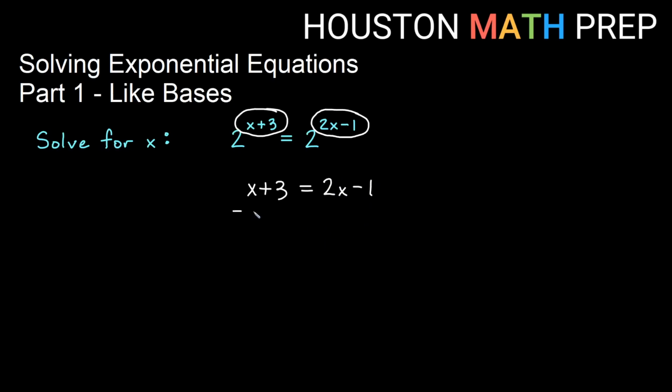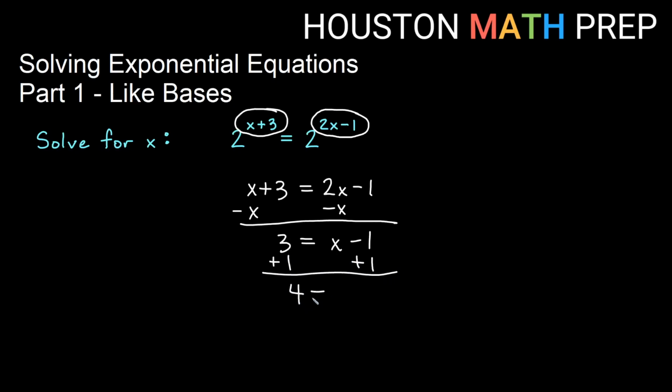So if I go ahead and get all my x's together on one side, combine my x terms, then that will leave me with 3 is equal to just x minus 1. And then I would need to add 1 to both sides to get x by itself. And then we would get that 4 is equal to x, and that would be our answer.